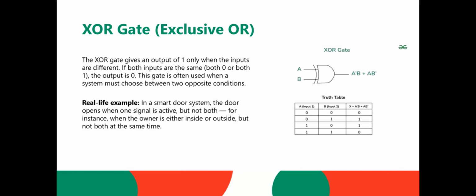Real life example, in a smart door system, the door opens only when one signal is active but not both. For instance, when the owner is either inside or outside but not both at the same time.